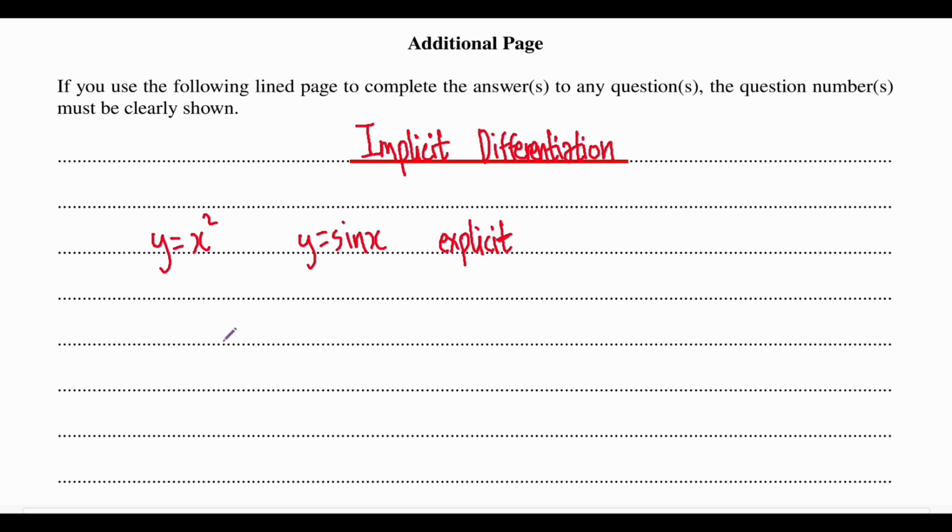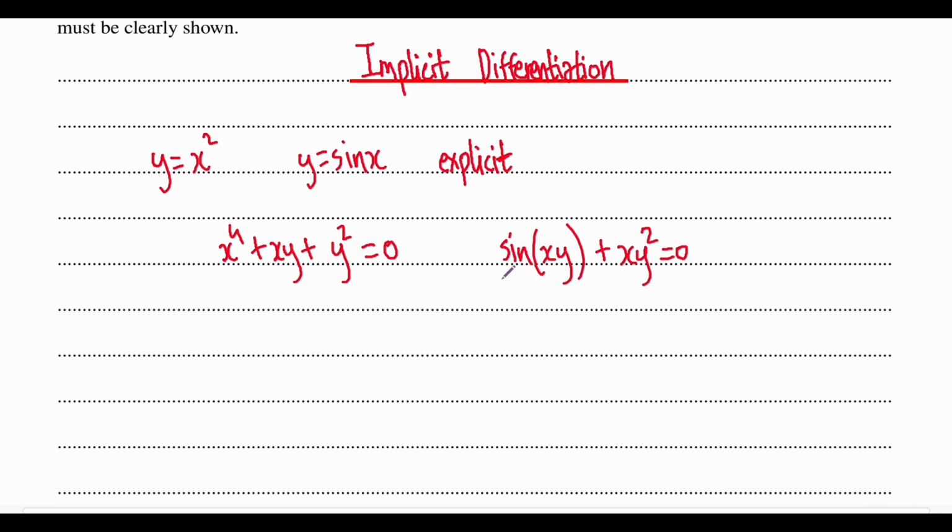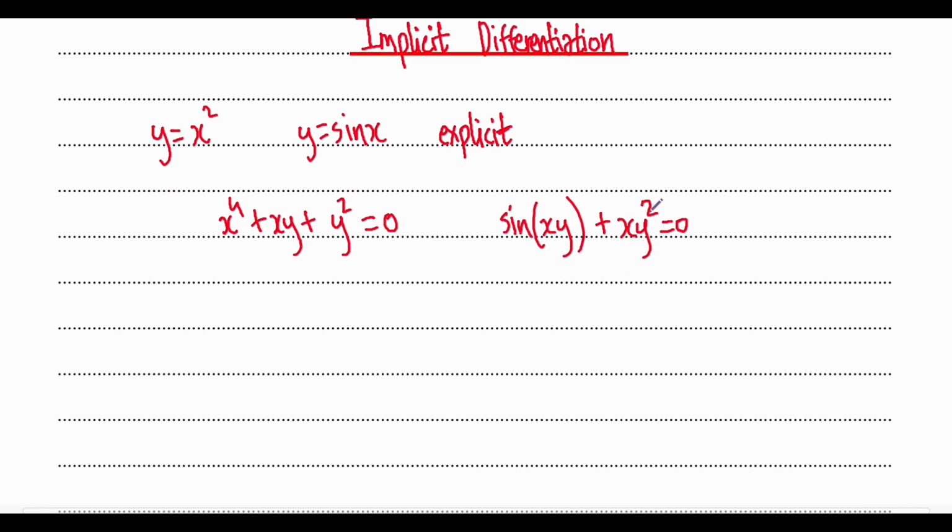But let's say you had something like x to the 4 plus xy plus y squared is equal to 0. How do you separate this equation? Or something more difficult than this. Let's say I gave you sine of xy plus xy squared is equal to 0. How would you separate these equations? It would take a lot of time and you'd have to be very careful with what you're doing. So these are called implicit equations because you can't really get x on one side and y on the other side. You can't get y in terms of x.